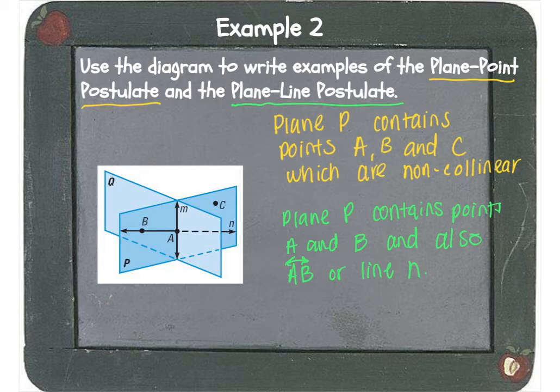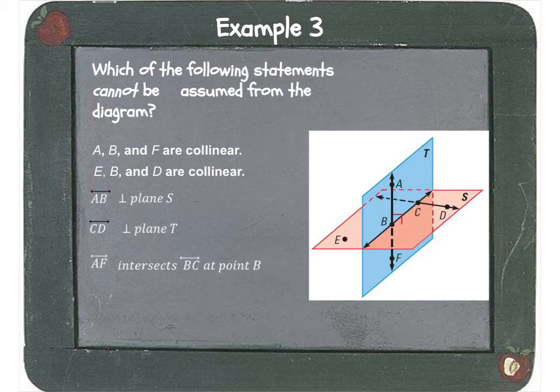Okay, postulates. Example 3, which of the following statements cannot be assumed from the diagram? Okay, the key word here is cannot. So I'm going to highlight the ones that are not assumed by the diagram. A, B, and F. A is over here, B is over here, and F is over here. They are collinear, so we cannot highlight that one because it can be assumed. All right, next one, E, B, and D are collinear. Let's find E, B, and D. There is no line connecting all 3 of them, so therefore we cannot say that they are collinear. We're going to highlight this one.